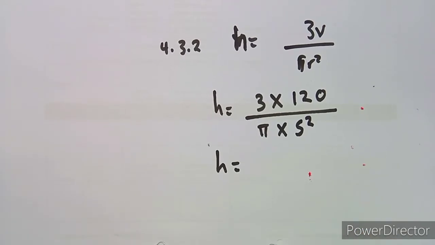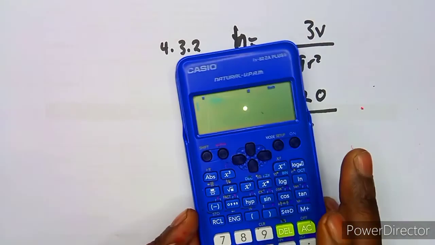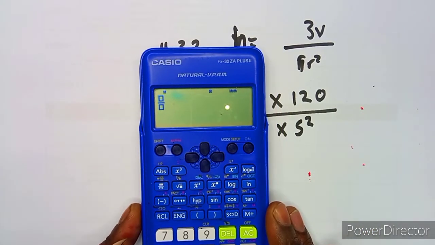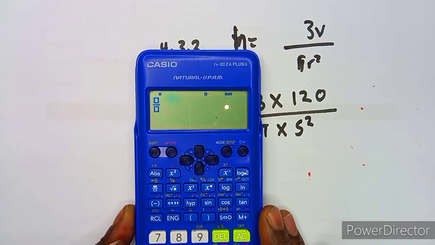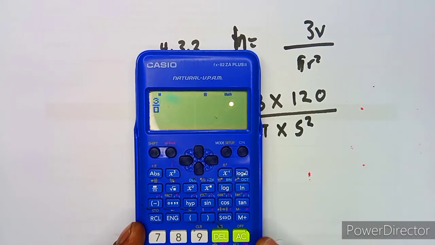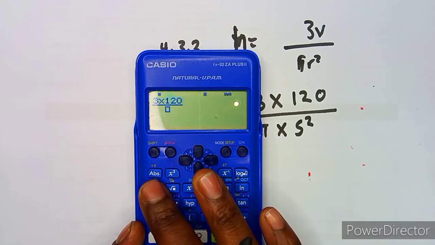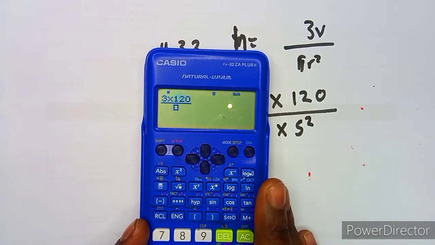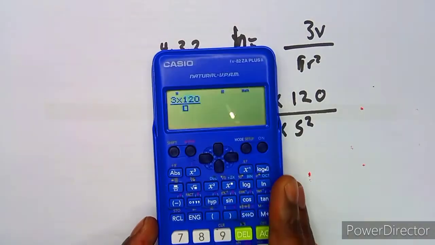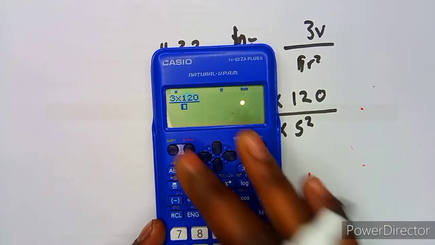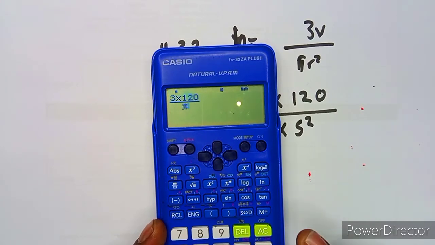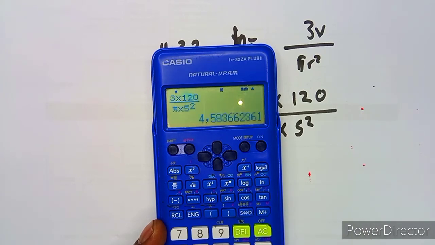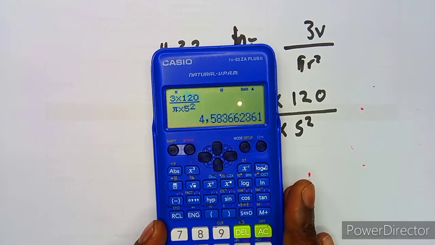So what you're just going to do is to use your calculator properly. I don't know if it is going to be clear, but it's too much light. Remember we have got 3 times 120, over, you just put it down like this. We've got pi and 5 squared there, so it's shift pi times 5 squared. It's going to give you something like 4 point something.